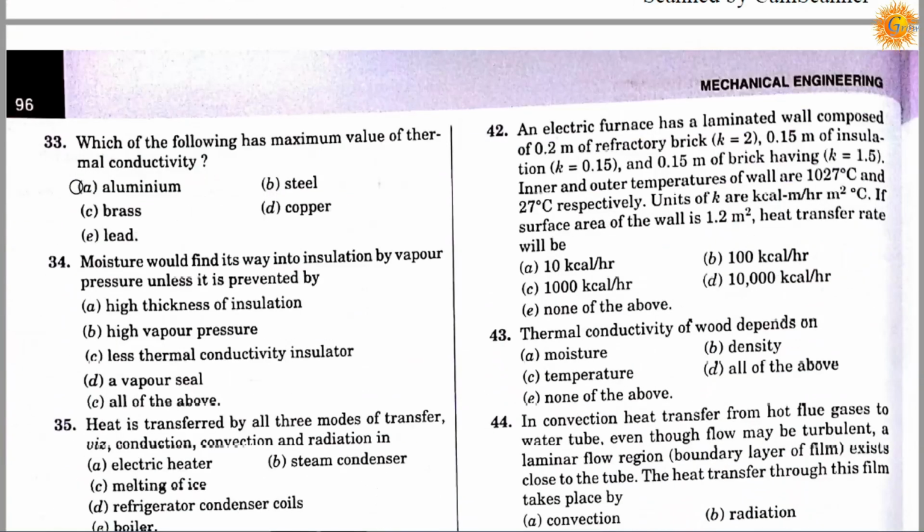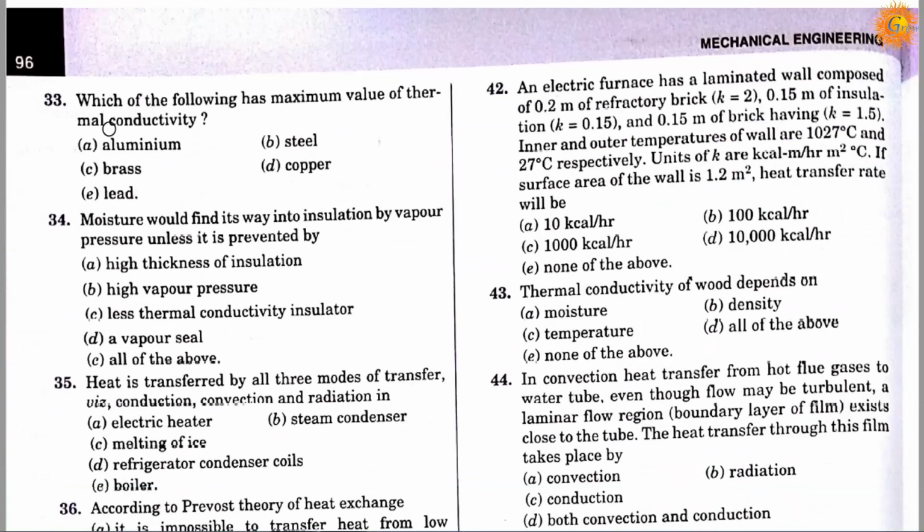Question number 33. Which of the following has the maximum value of thermal conductivity? Option A, aluminium; option B, steel; option C, brass; option D, copper; option E, lead. So correct answer is A, it will be aluminium.